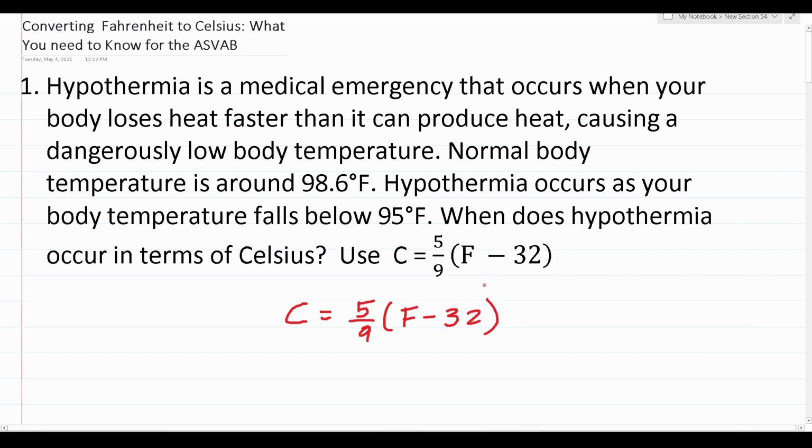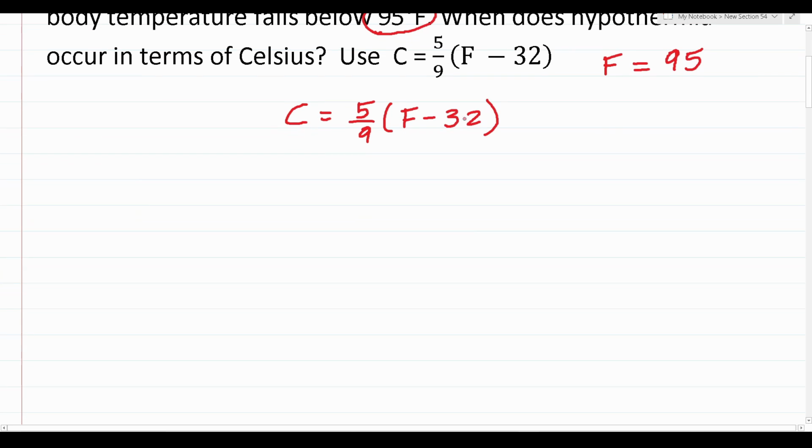All right, so as we can see, in order to use this formula, the only thing we have to identify is Fahrenheit. And in this case, we want to know when hypothermia occurs. Well, we're told that occurs when the temperature of the body falls below 95 degrees. So F in this case is going to be 95. All right, so with those things identified, let's plug it in and solve this equation accordingly.